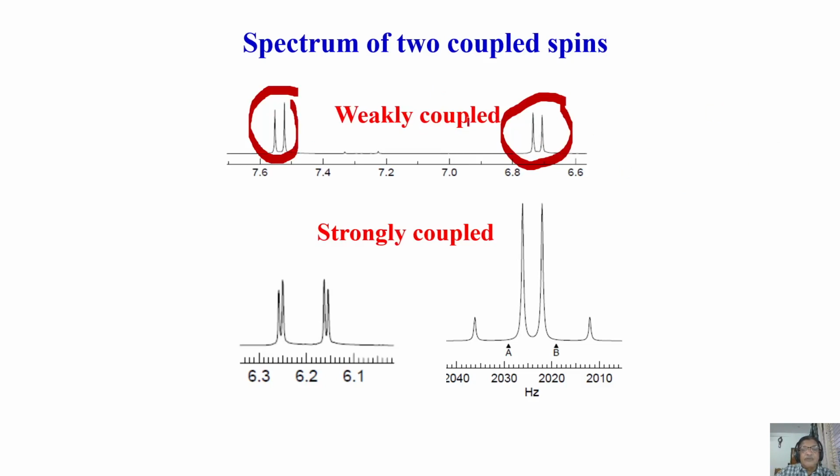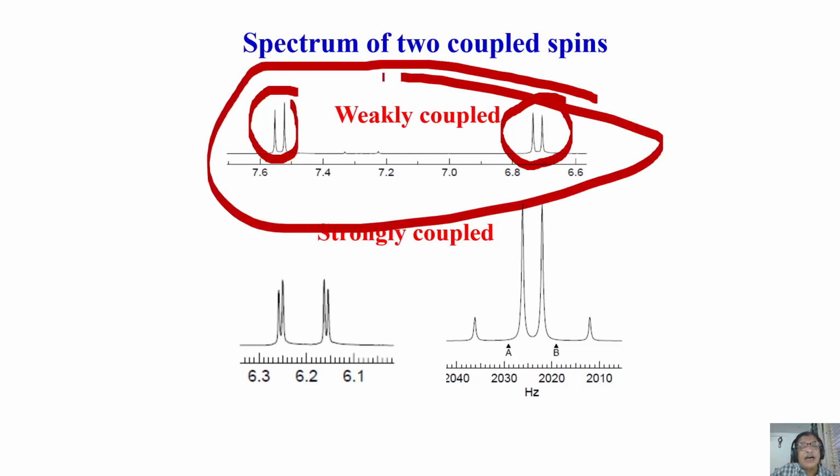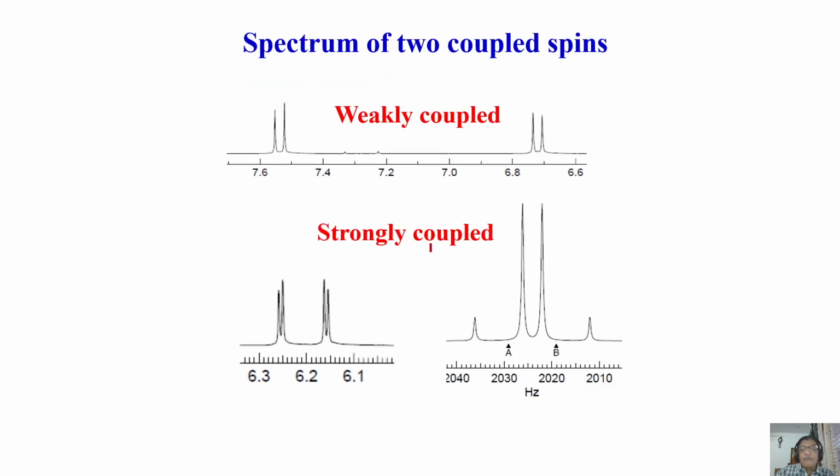Look at this one. All these 4 should be of equal intensity. But do you see this? No, they are not of equal intensity. It means it is not 100% weakly coupled. There is some sort of strong coupling character present in this system. So this is weakly coupled; more or less you assume equal intensity for a weakly coupled system.